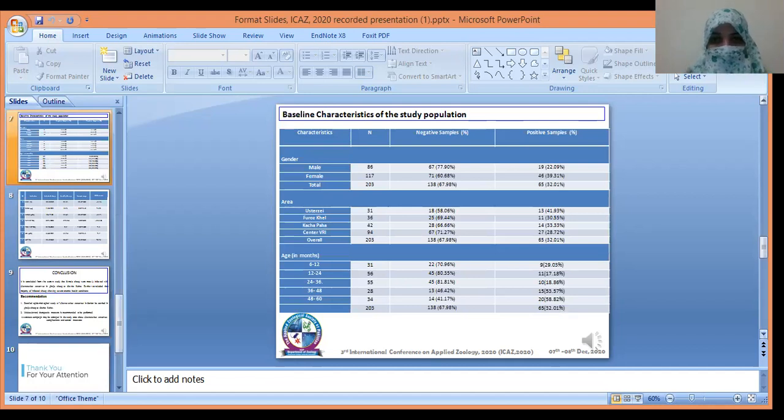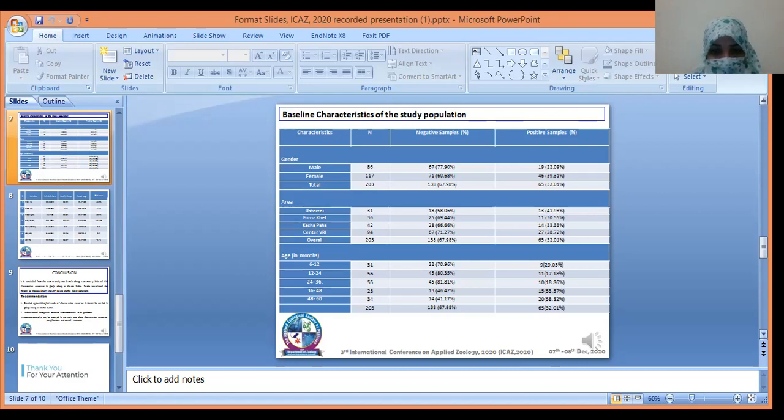Baseline characteristics of the study population. I collected samples from infected sheep and checked gender, area, and age in months. In area, I collected samples from Ustarzai, Forest Hill, Kachapaha, and Center VRI. I collected 203 samples overall. Gender wise, males number 86 and females 117, total 203, and females are mostly infected.